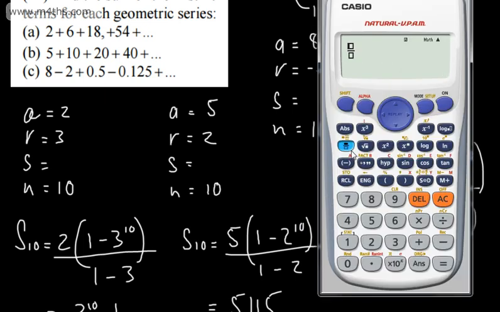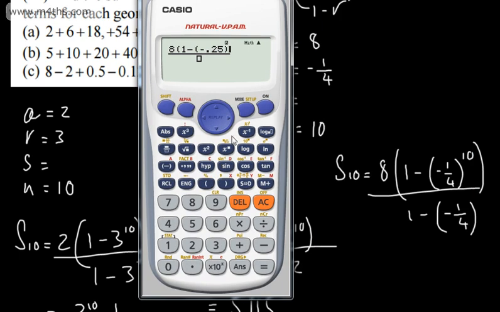So we've got now the first term, which is 8, we've got 1 minus, and we could write this now as negative 0.25, entirely up to you, negative 0.25, and we need to raise that now to the power of 10. And then we're going to divide that now, that looks good, by 1, subtract now negative 0.25, so this is just going to be 1 add that 0.25, so 1.25, and that gives us 6.3999 and so on and so forth.